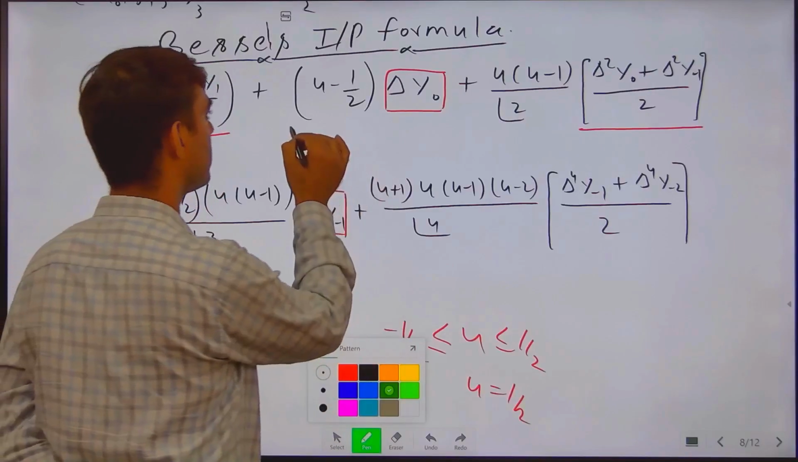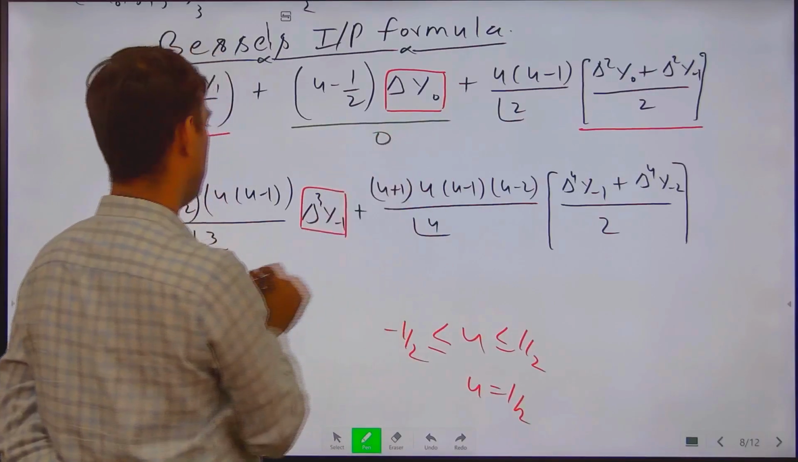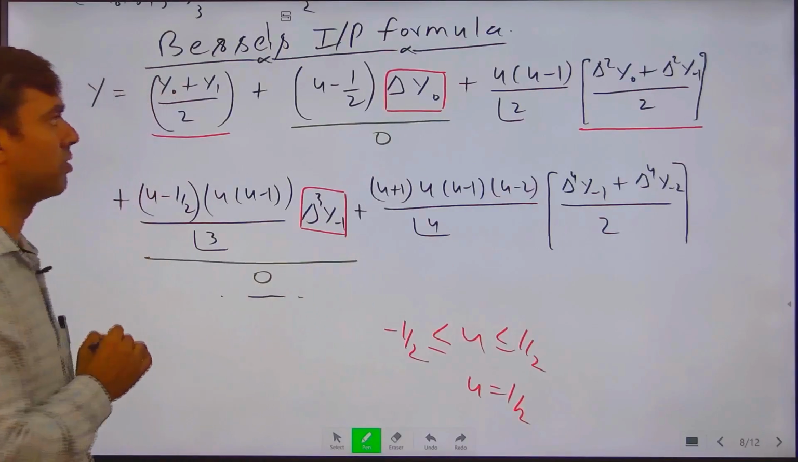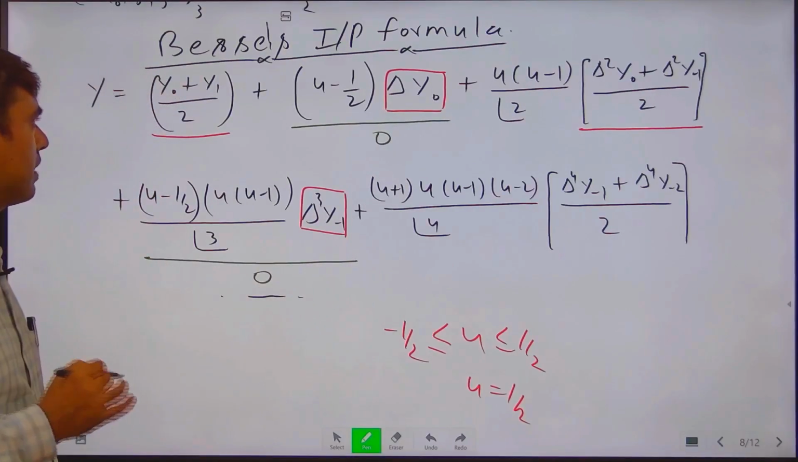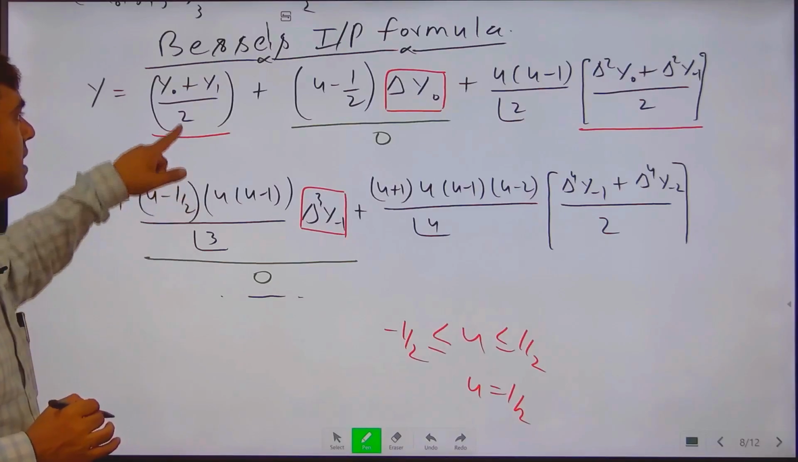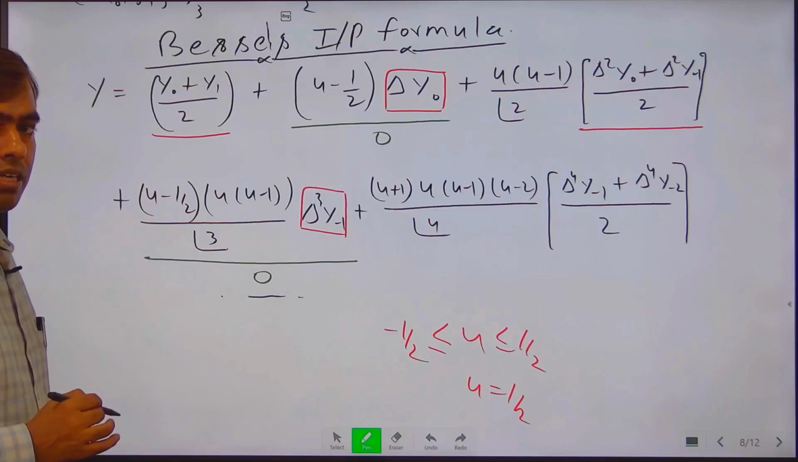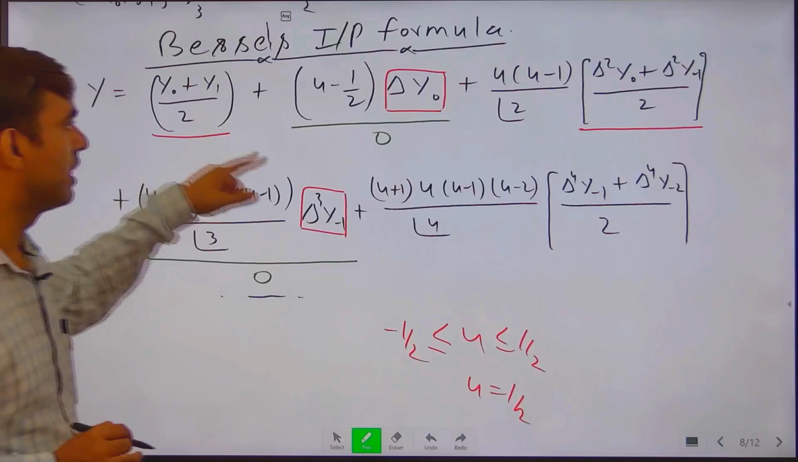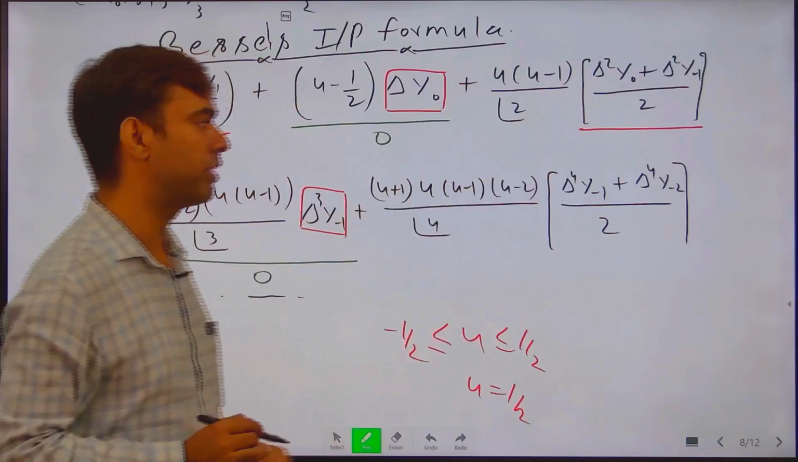What will happen? This term becomes 0, and this term also becomes 0. This term also becomes 0. Means in Bessel's formula, if u equals 1/2, then this may be treated as a special case, and we use only the even number of forward differences.